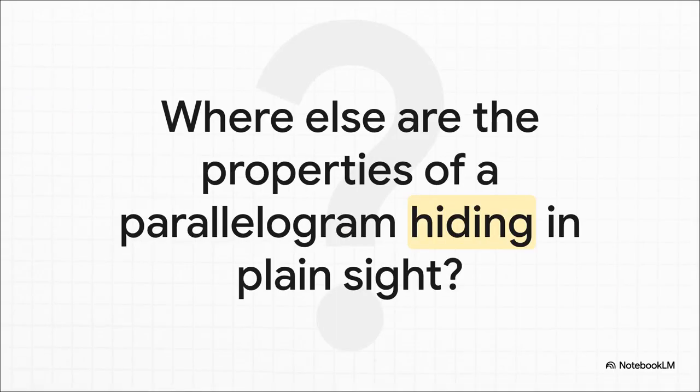And there you have it. We started with a really simple definition. Two pairs of parallel sides. We used logic to prove its hidden properties, and then we saw how those properties help us figure out something as complex as an airplane's flight path. It really makes you wonder, doesn't it? Where else in the world around us are the properties of a parallelogram hiding in plain sight?